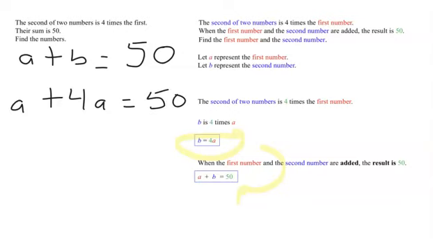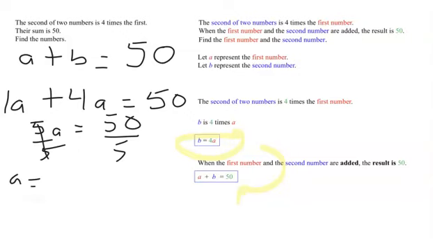Once again, if you want, and you don't have to, I'm going to put a 1 in front of that, that's fine. And if you don't put it, just make sure you're aware that it's there. So we've got 1A plus 4A equals 50. Of course, 1A plus 4A is 5A. 5A equals 50. And if we divide by 5 on both sides, we'll get A equals 50 divided by 5, which is 10.